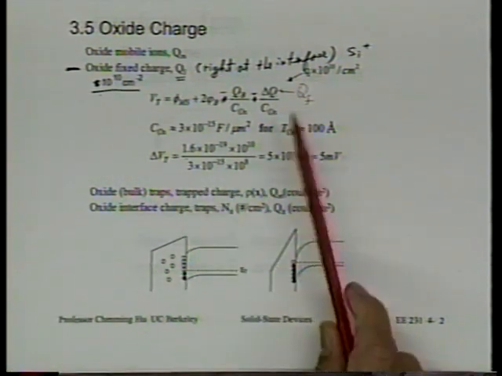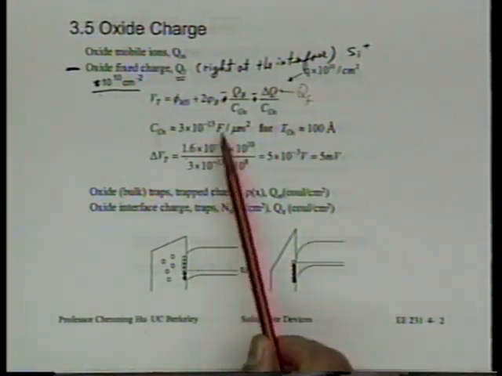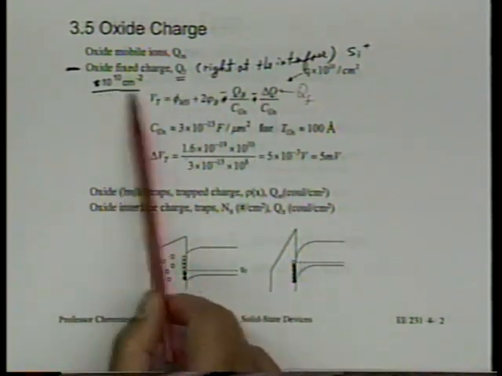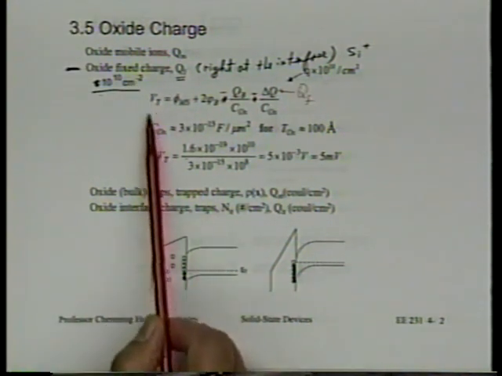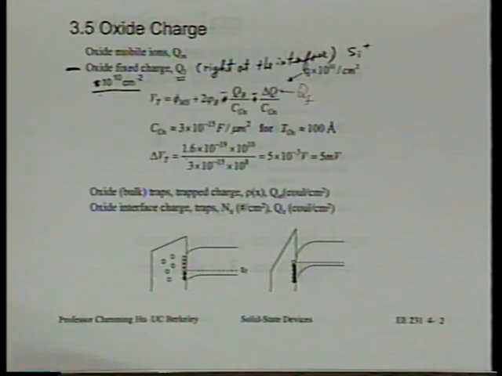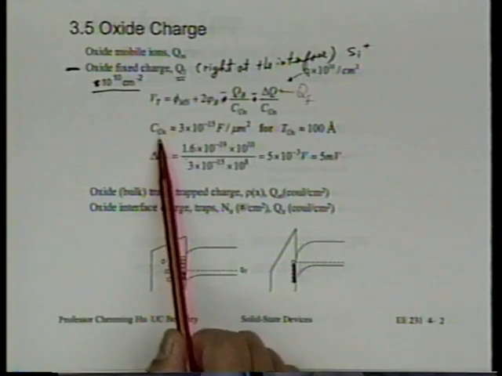All right. So what I want to do is to go through the magnitude with you. Suppose we say QF is 10 to the 10th per square centimeter. What impact on VT are we talking about? In order to evaluate that, we have to know what Cox is. Is that right? So what is Cox?